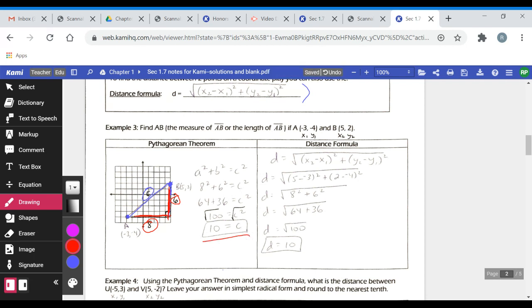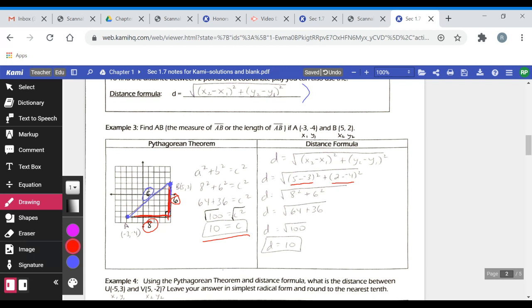Using the distance formula, you can see I plugged in my x's. I have 5 minus -3, in parentheses, squared. And then I plugged in my y's, 2 minus -4 squared. And once I did that, I got 8 squared plus 6 squared. And then from there, I ended up with the square root of 100. That gives us 10. Okay.